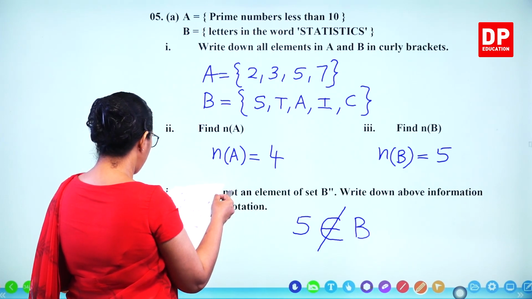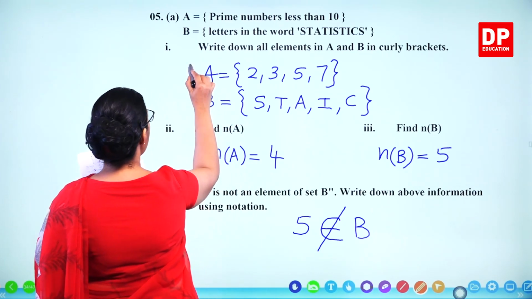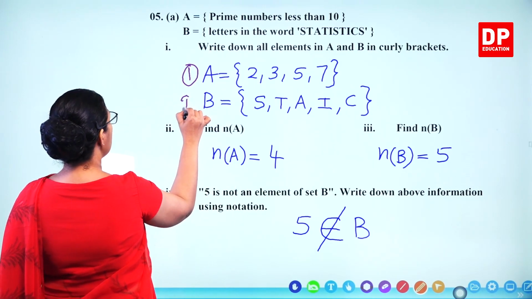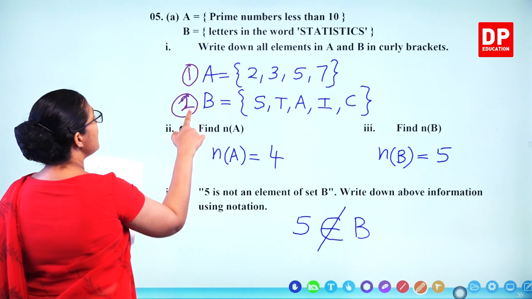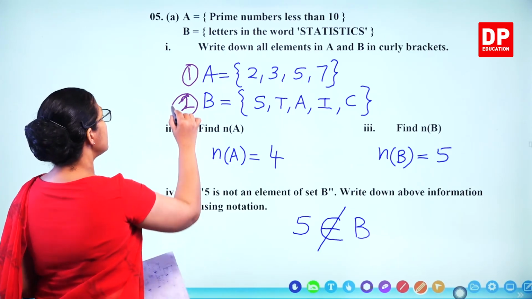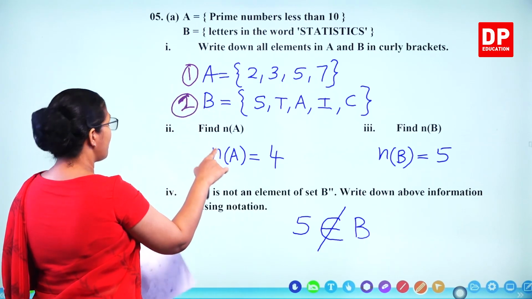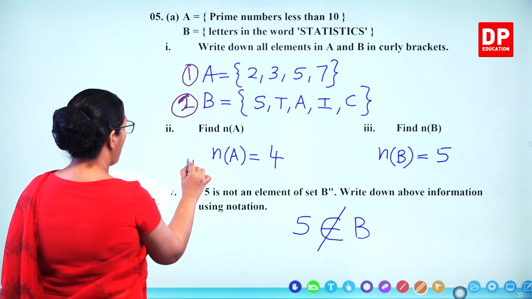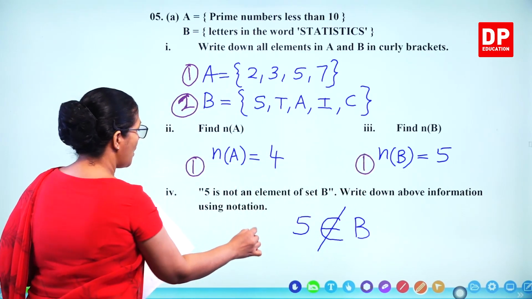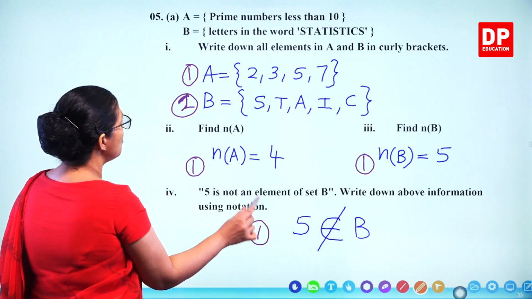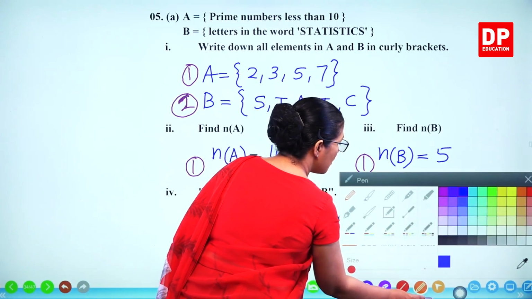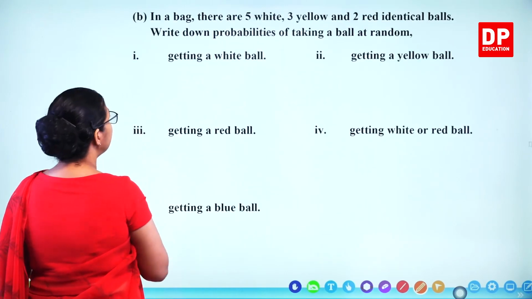So you get 1 mark for A, 2 marks for B. We are specially giving 2 because you must not repeat the letters. If you repeat, you are not getting full 2 marks. In A, 1 mark. In B, 1 mark. And then this one, 1 mark. So 1, 2, 3, 4, 5, 6. So the next part, only 5 marks.